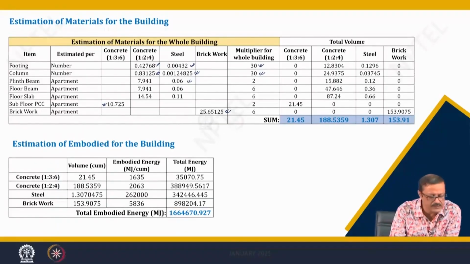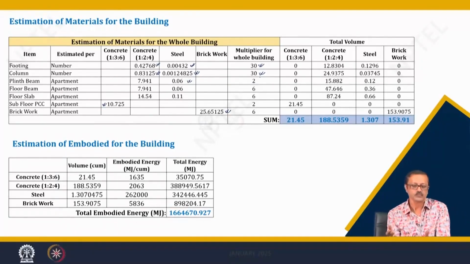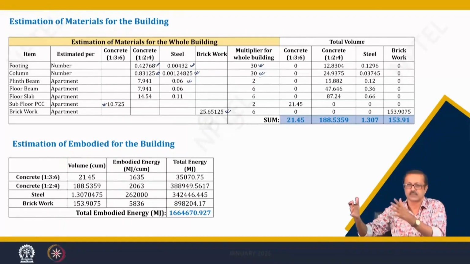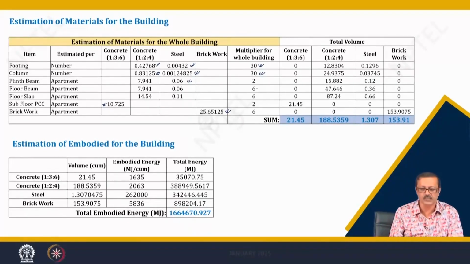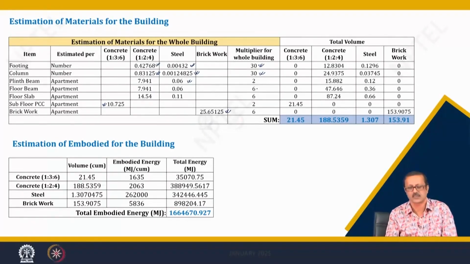Now, see, there are 30 footings, so I have multiplied those numbers by 30. Columns are also 30. The plinth beams are per apartment, so I have to multiply by 2, because the plinth beam will be only on the ground. So, there are 2 of such sets. The floor beams will be 6, because there are 2 in each floor, and there are 3 floors. Similarly, floor slabs are also 6, because I have calculated per apartment, and there are 6 such apartments.